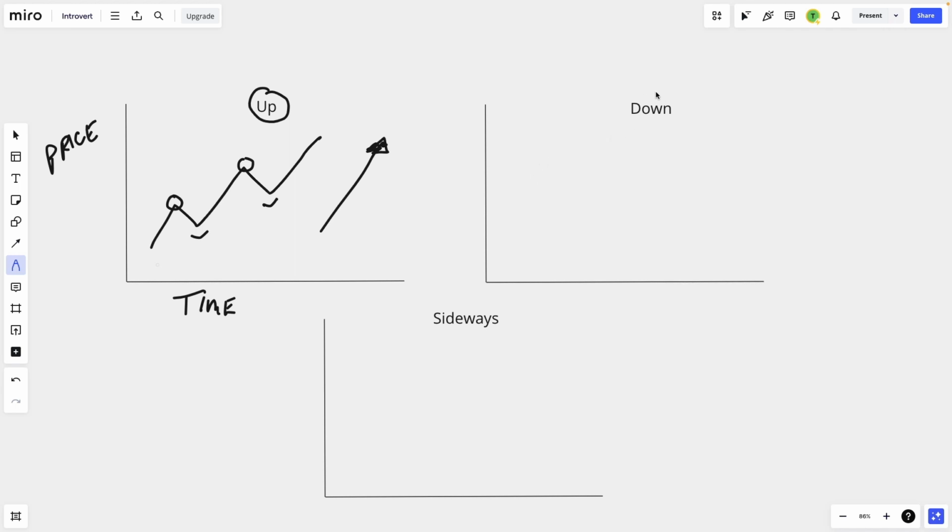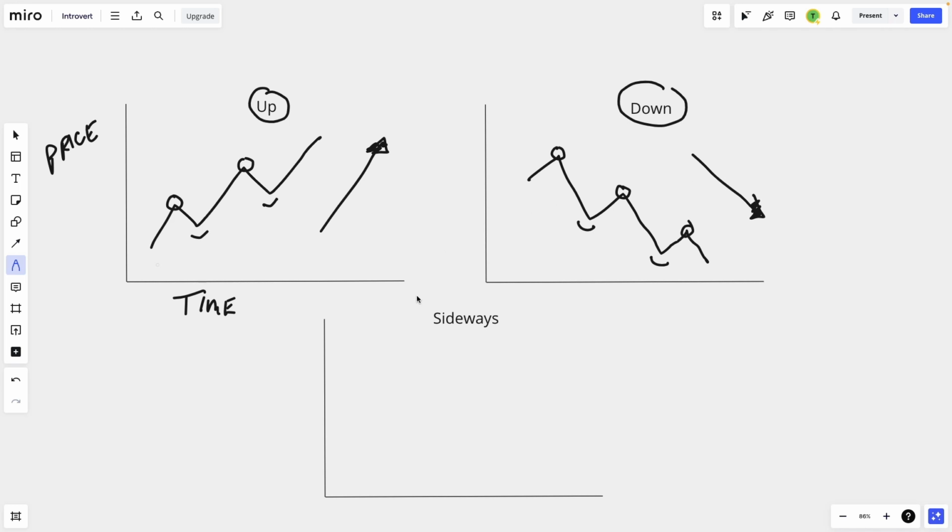So for a downtrend, very simply, it's just the opposite. We've got our peaks and troughs, and they are descending. So they're going lower. This peak is certainly lower than the previous one, and this one is lower than this previous peak. And then the troughs are the same. This trough or this low in the price is lower than the previous low. So we are in a downtrend. The price is moving down.